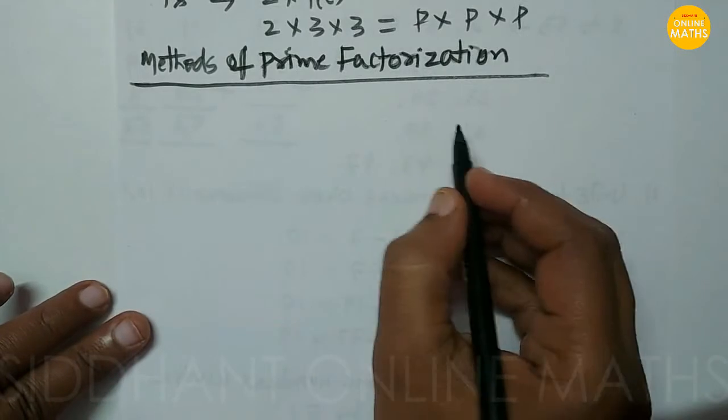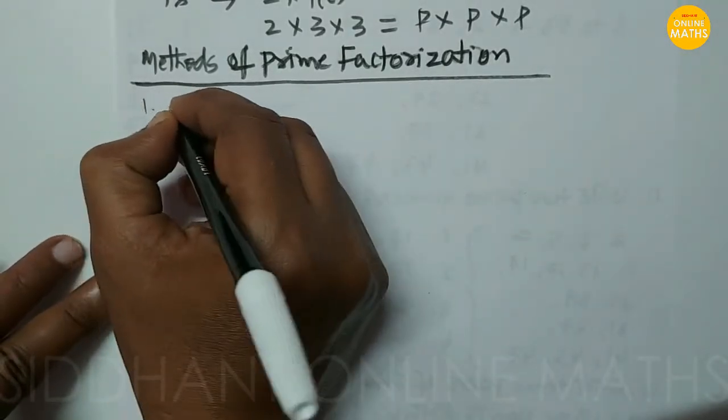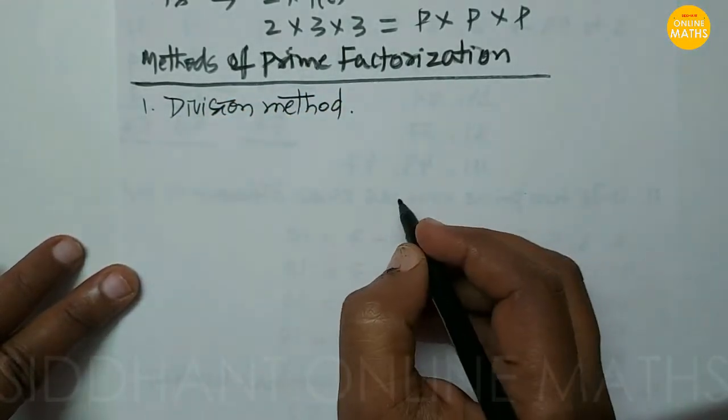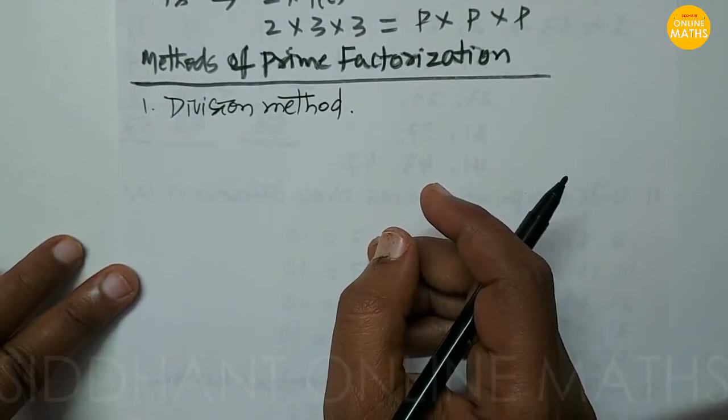Next, methods of prime factorization. The first method is the division method. Here we are going to divide a given number by the least prime factor until the resulting number is 1. So we have to divide the number by prime numbers, and the last number should be 1.